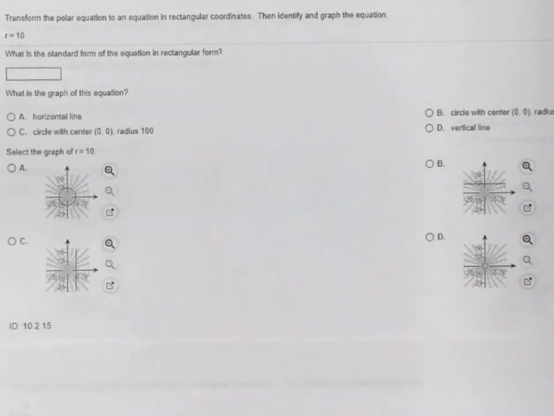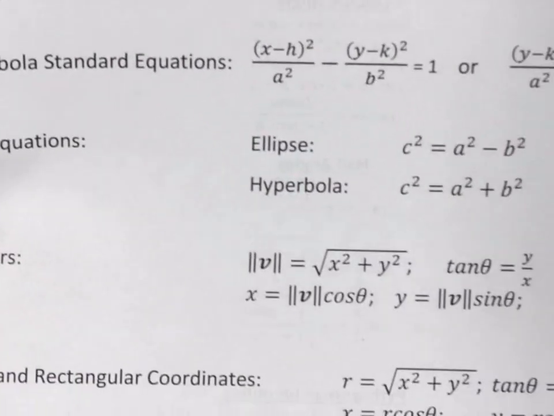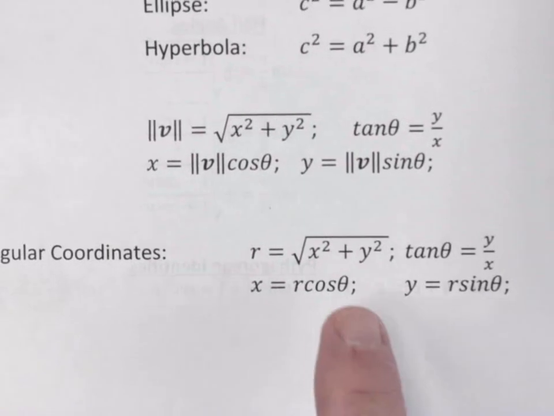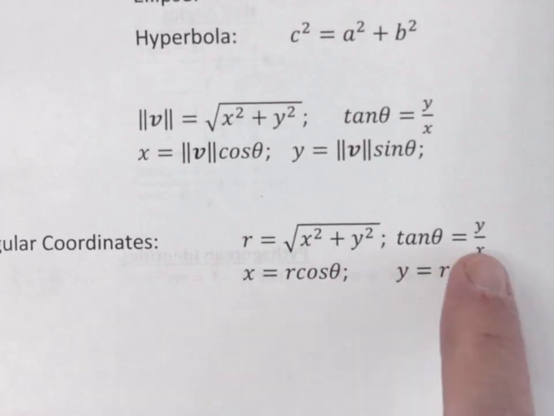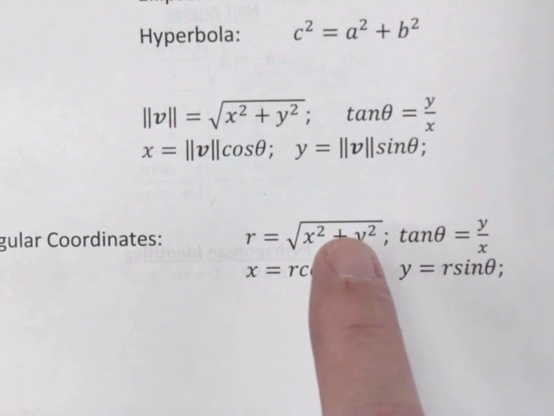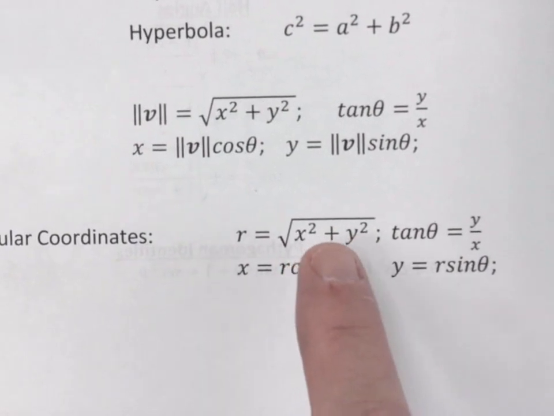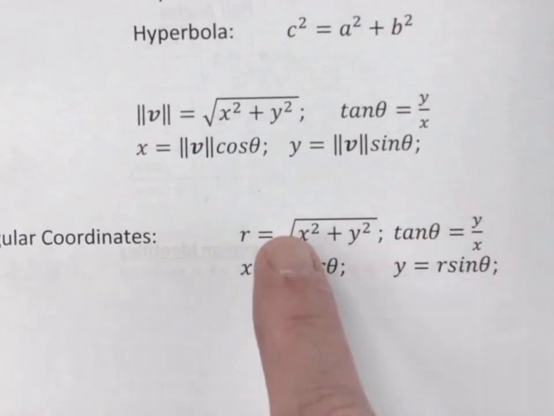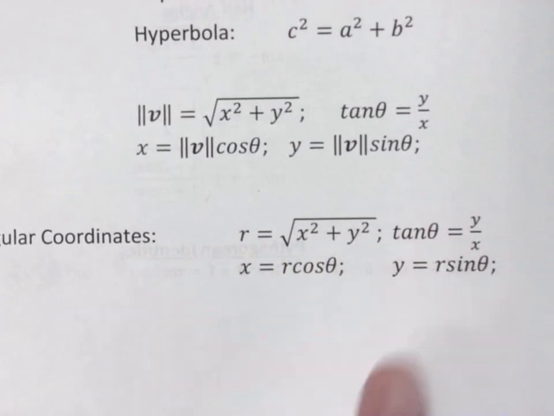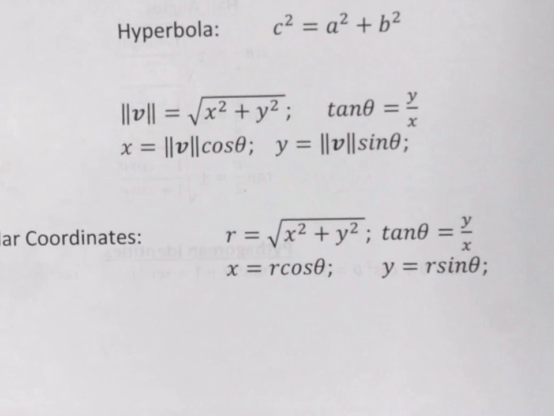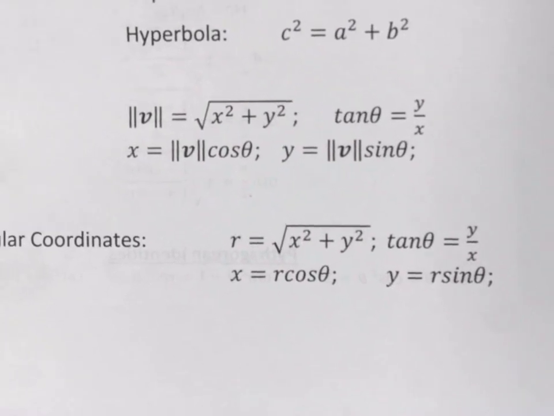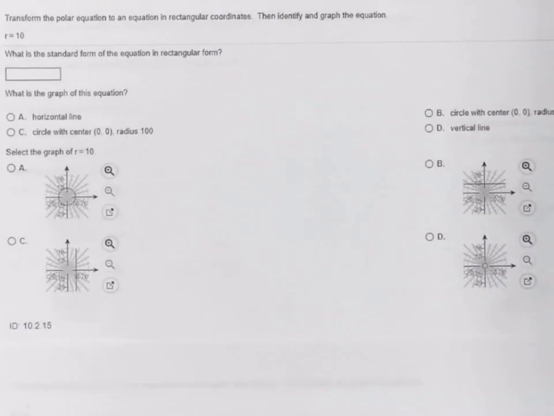And what we're going to do in a minute, you'll see, if I go back to the formula sheet, the same formulas we used to convert back and forth between points in polar coordinates and rectangular coordinates, the same formulas that we used for points, we're now going to use for equations. So you'll see how this works as we do some examples.